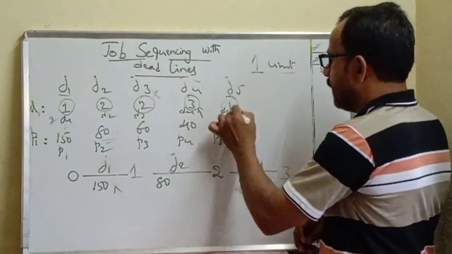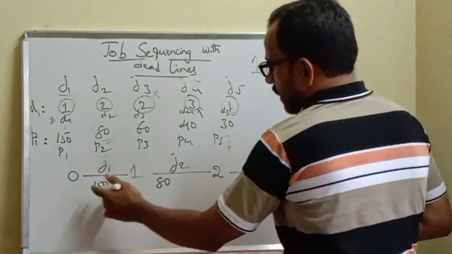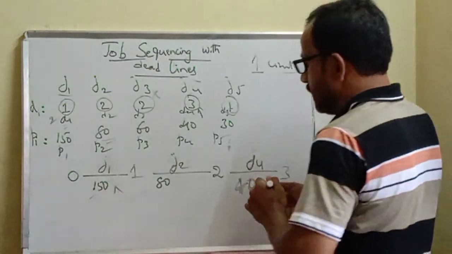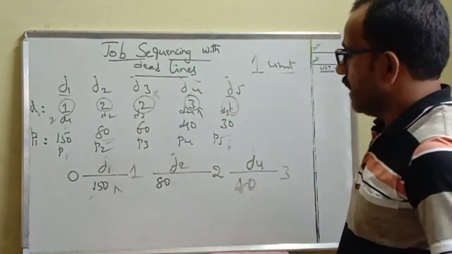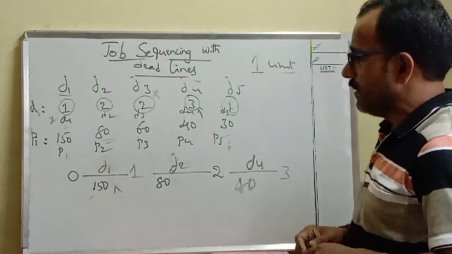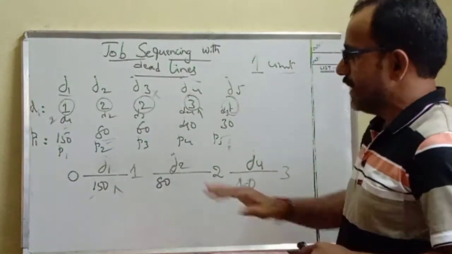What is the deadline of J5? The deadline of J5 is 1. Then slot 1 is occupied already. So this is the solution for this particular problem. Now I am going to show the tabular method for showing this solution. Is it clear up to this?